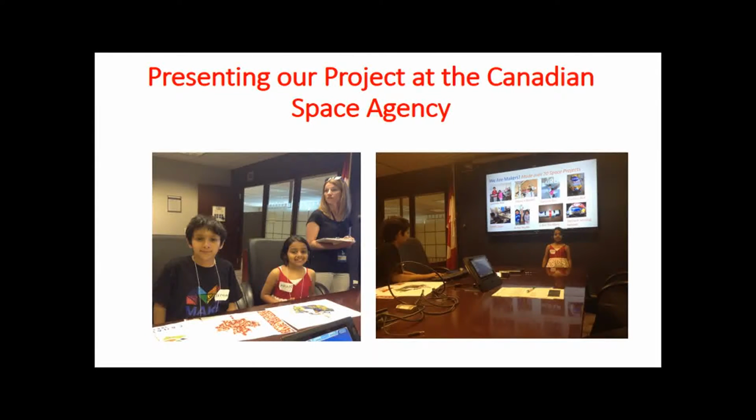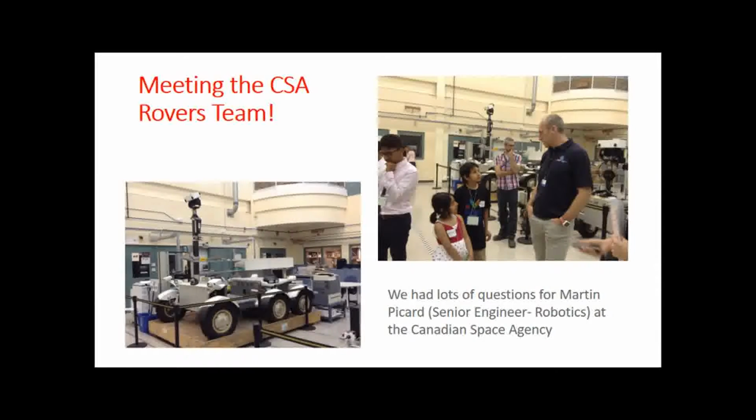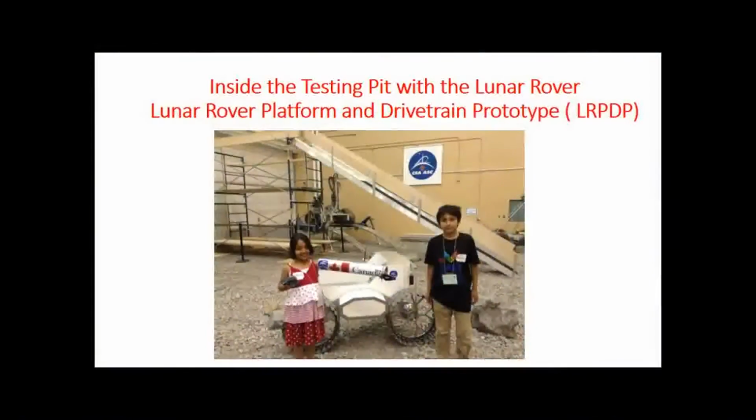And then it was time for my presentation. I had lots of questions and I answered them. Then we went on the rovers, where we saw all different types of rovers in the room. Automatic rovers, rovers meant to go to the moon, rovers meant to go to Mars. We met Martin, a senior engineering robotics, and we asked lots of questions to him about the rovers. And then we were actually able to go inside the pit with the lunar rover.